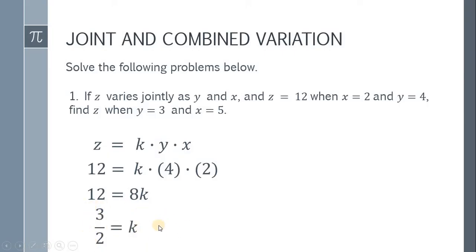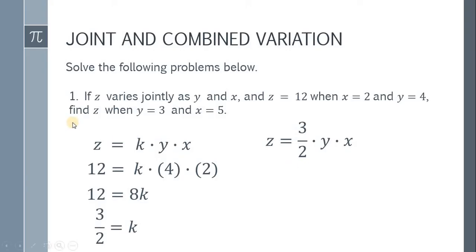Now, ano yung gagawin natin dito sa constant of variation? Ipapalit natin dun sa ating equation para magkaroon tayo ng joint variation equation. So, we have z is equal to 3 over 2 times y times x. Now, in this case, pinalitan lang natin yung value ng k. Ginawa natin siyang 3 over 2. Kagaya na nakuha natin na value niya. Next, since meron tayong equation, pwede natin sagutan yung tanong.